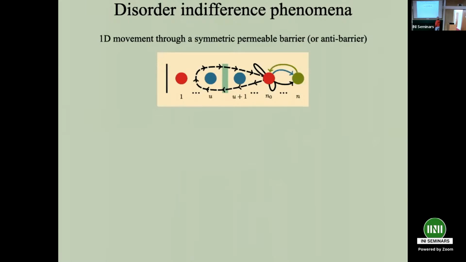You have a reflecting barrier here. You start here. You want to reach N. I mean, ignore this arrow for a moment. And then you have the reflecting barrier here at U, between U and U plus 1. I always think about a barrier as something in between two sides. So this is the problem, no? And then you are interested in finding out the mean first passage from N0 to N.